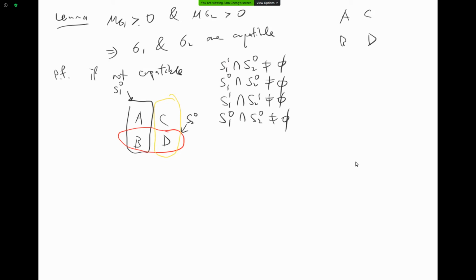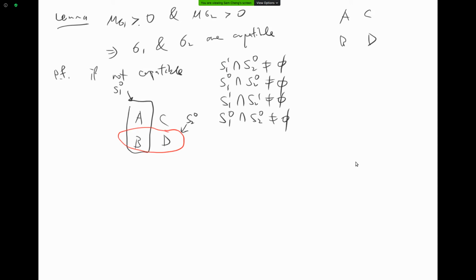That means I can find an element D here. Also S10 and S20 intersection is non-empty, so I can find element B here. Similarly, S11 and S21 are non-empty, so I can find element C here, and so forth. So therefore, I basically have elements A, B, C, D.